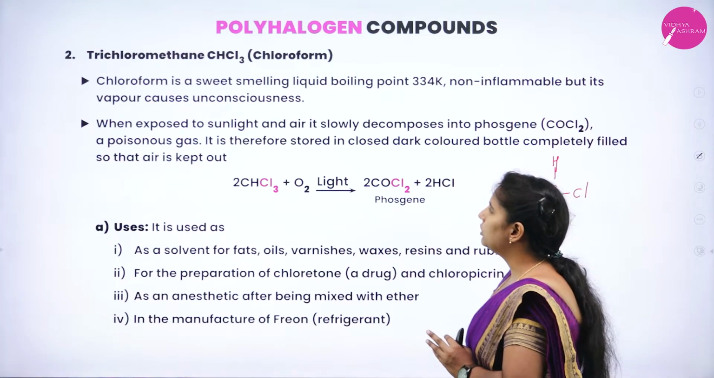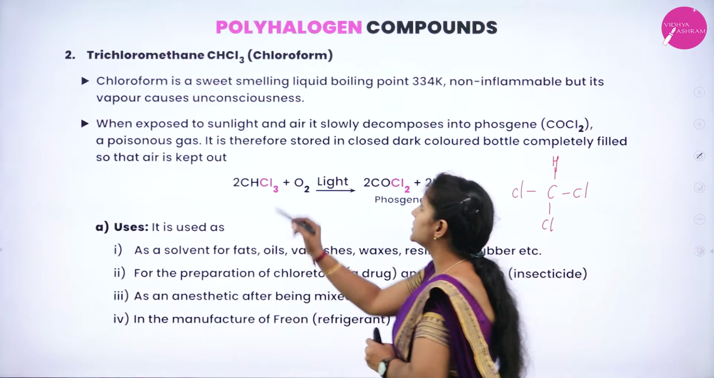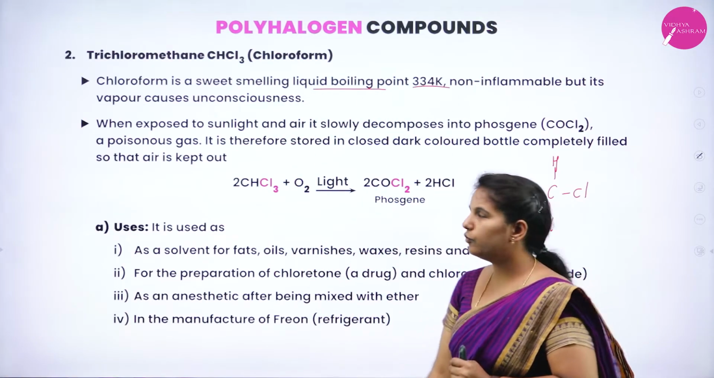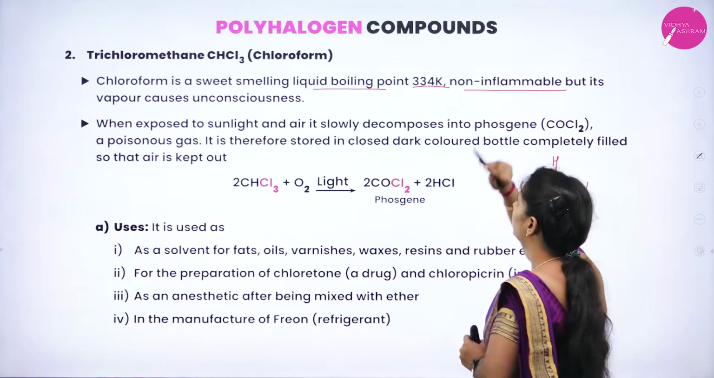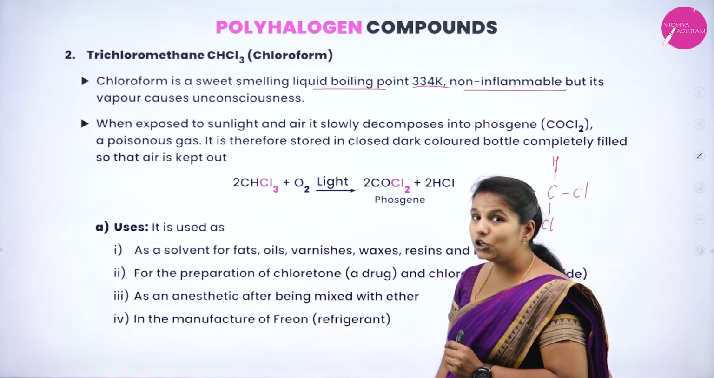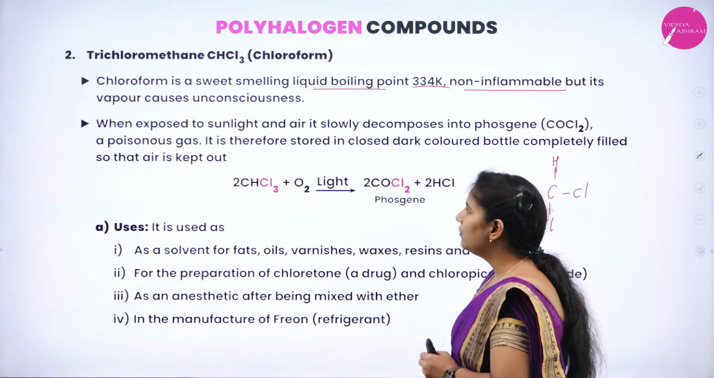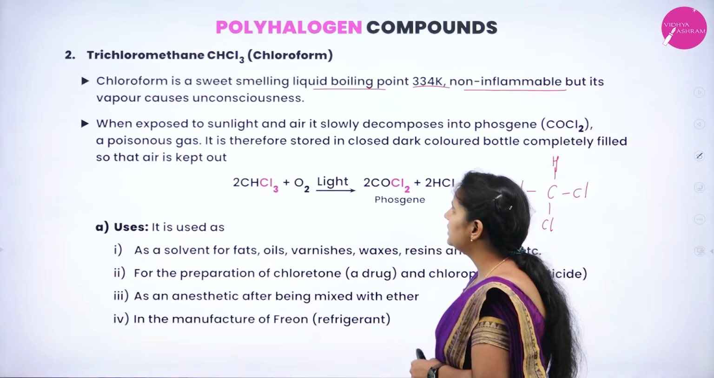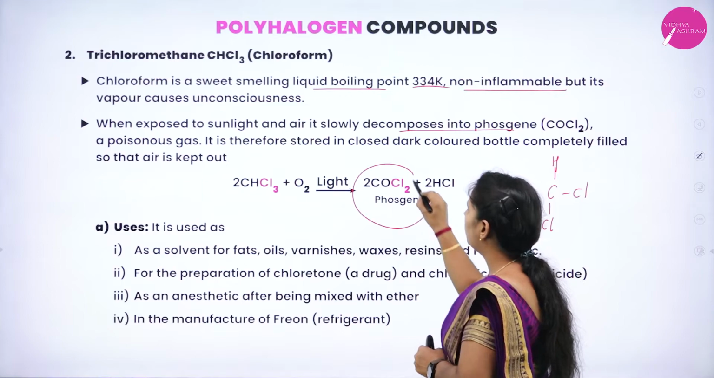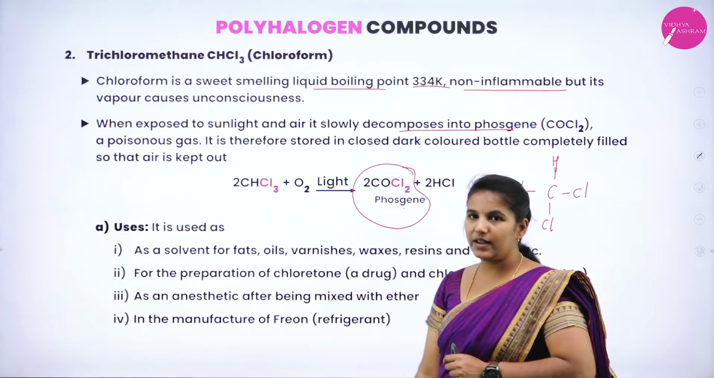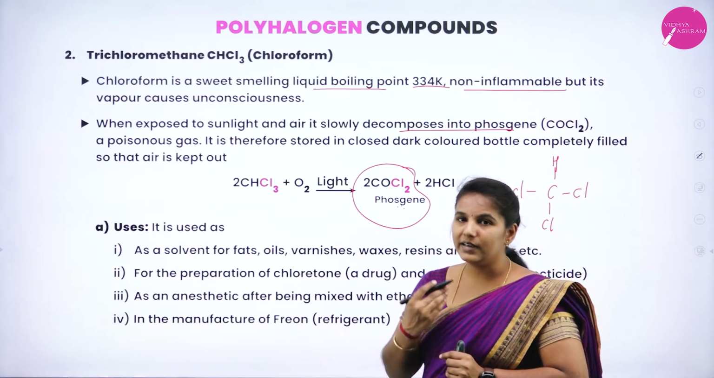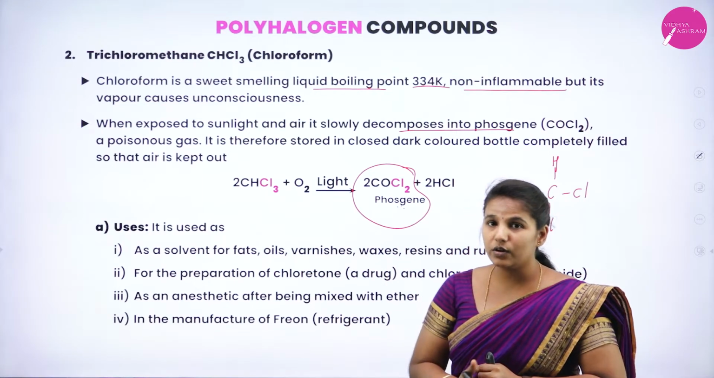Okay, so the chloroform, we all know that it is a sweet smelling liquid with a boiling point of 334 Kelvin and it is non-inflammable, but the vapor can also cause unconsciousness. When it is exposed to light in presence of air, it will be decomposed to give what? Phosgene. This phosgene is a very poisonous gas and therefore it is always stored in a dark bottle. Why do they store it in a dark bottle?